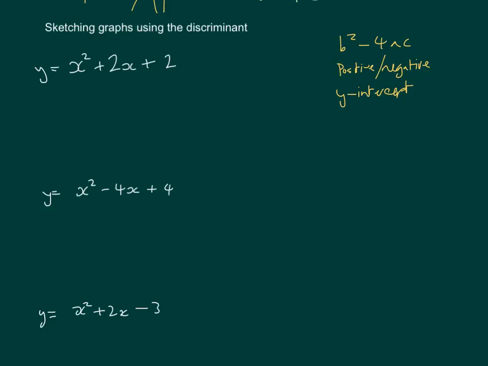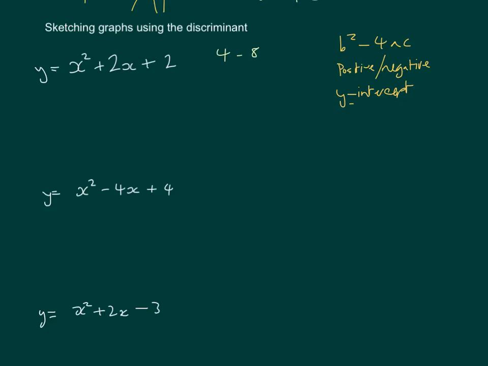So if we start with the first, we've got b squared, which is 4, minus 4 times a, which is 1, times c, which is 2, so it's 4 minus 8. So what we get is a graph with no solutions. It's a positive quadratic, so that means that it's going to have a smiley face, and also we can work out the y-intercept by substituting x is 0 into this formula. So if x is 0, then that term doesn't exist, and neither does that. So the y-intercept is 2.